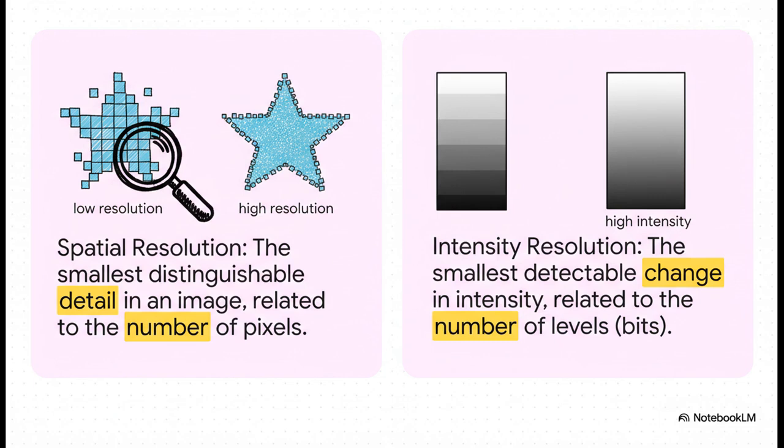And these 2 steps, sampling and quantization, brilliantly set up the 2 main types of resolution. Spatial resolution is all about how many pixels you have. That's your sampling, the density of your graph paper grid. Then you have intensity resolution, which is about how many shades or how many crayons you have for each pixel. That comes from quantization. You absolutely need both for a high-quality image.